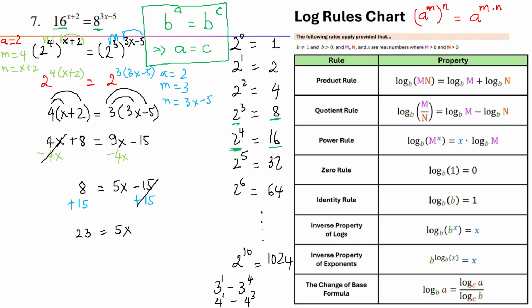Now we solve for x, so x equals, we divide both sides by 5 to isolate x. So 5 divided by 5 is 1. 1 times x is x. That's how we solve for it. So the answer is 23 over 5.